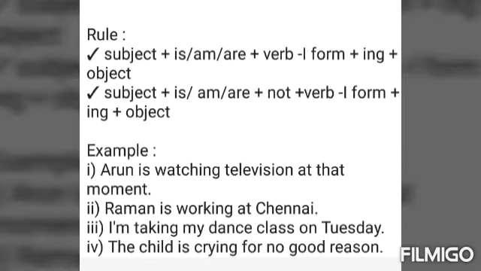The examples for present continuous tense are: first we have, Arun is watching television at that moment. Here the action being described is happening at the exact moment of speech. Raman is working at Chennai. I'm taking my dance class on Tuesday. The child is crying for no good reason. See, these examples are showing the uses whatever we have discussed. So this is your present continuous tense.